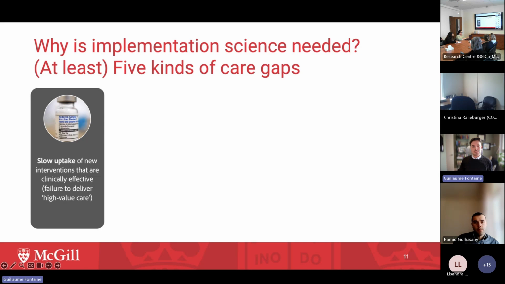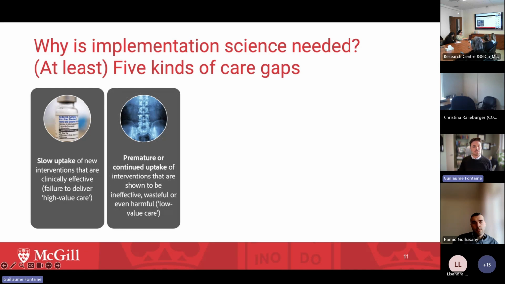So really the different reasons for why implementation science is needed are these. First, the most common reason is that we have slow uptake of new interventions that are clinically effective. We have a new vaccine, a new treatment, a new medication, any type of intervention that's demonstrated efficacy or effectiveness, and we want to put into practice, but really it's proving difficult for a range of reasons. So the slow uptake of those interventions is a first reason to leverage the field of implementation science. And we often call this the failure to deliver high-value care.